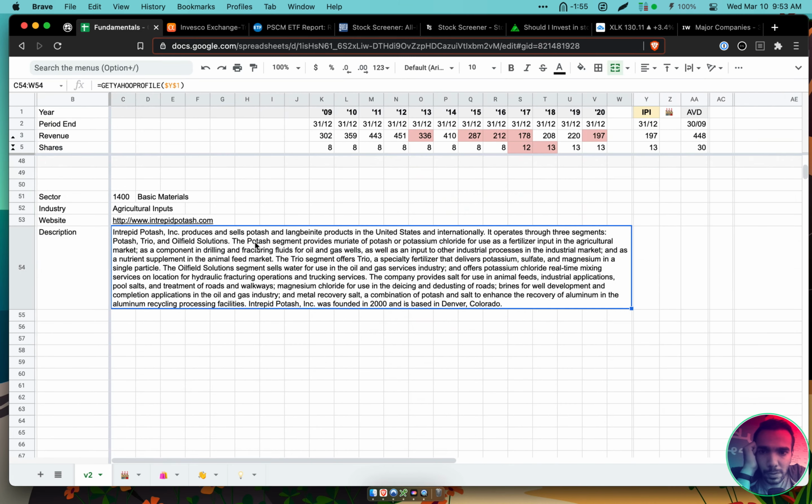Intrepid produces and sells potash and langbeinite products in the US, operates through three segments: potash, trio, and oil field.